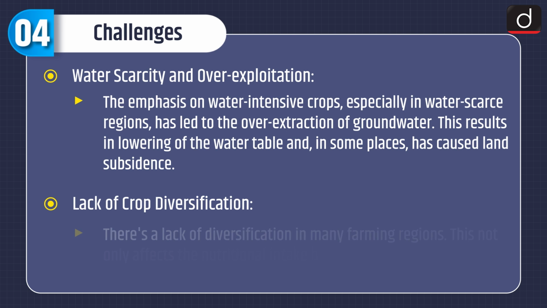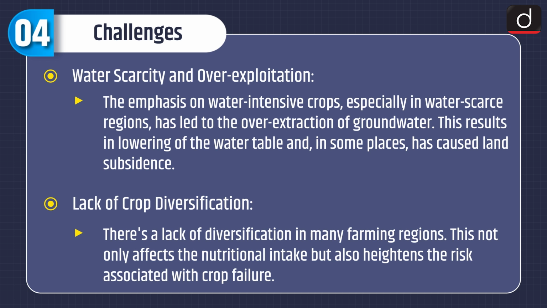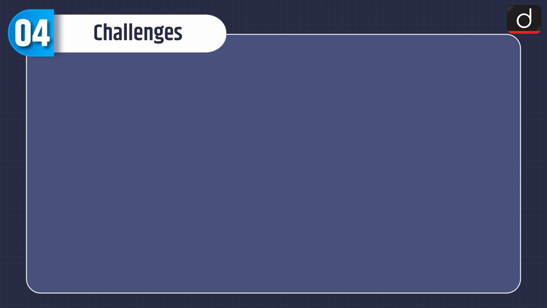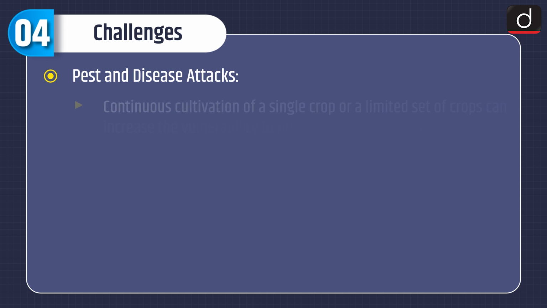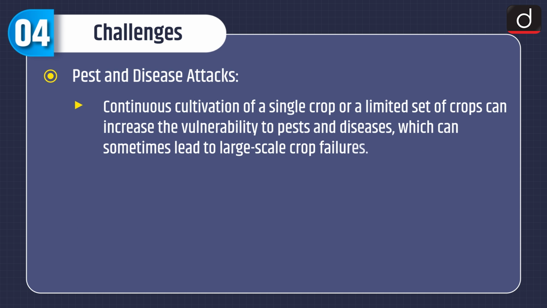Lack of crop diversification. There is a lack of diversification in many farming regions. This not only affects the nutritional intake but also heightens the risk associated with crop failure. Pest and disease attacks. Continuous cultivation of a single crop or a limited set of crops can increase the vulnerability to pests and diseases, which can sometimes lead to large-scale crop failures.